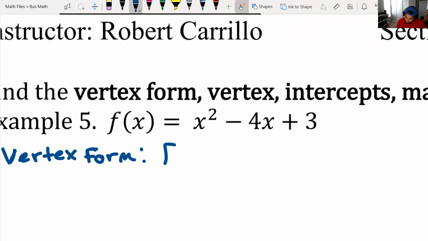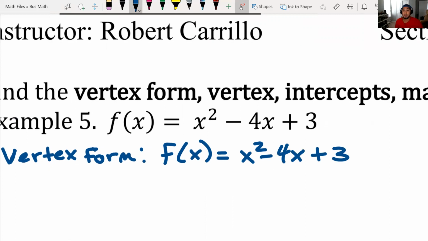So you get f of x equals x squared minus 4x plus 3. And we're going to complete the square on it, meaning the leading coefficient has to be 1. And it is, which means that this function is in the perfect form already. So this means that all I have to do is group these two terms together and complete the square. So we're going to say CTS.